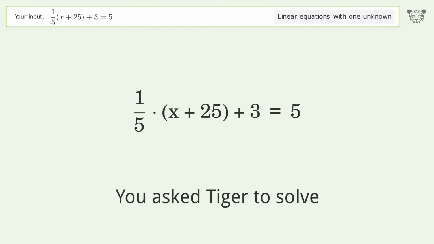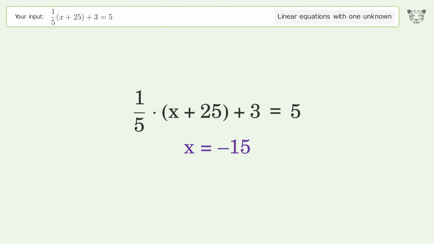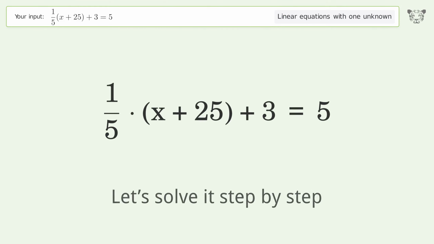You asked Tiger to solve this. This deals with linear equations with one unknown. The final result is x equals -15. Let's solve it step by step.